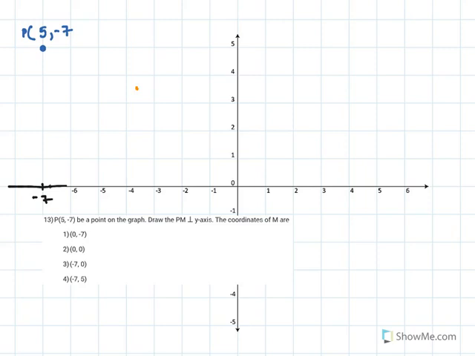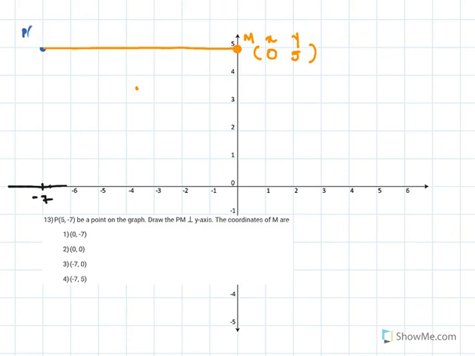Draw PM perpendicular to the y-axis. So from P we go right up to the y-axis, and this is your M, the foot of the perpendicular. So what would be the coordinates of M? First, it lies on the y-axis. Now because it lies on the y-axis, its x coordinate will be 0 and the y coordinate would be 5.